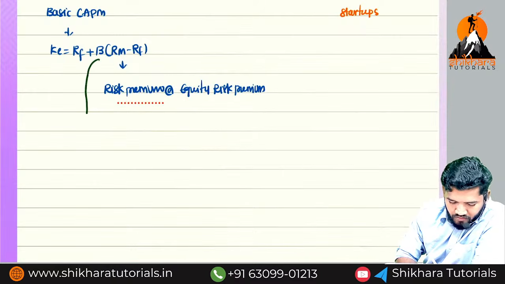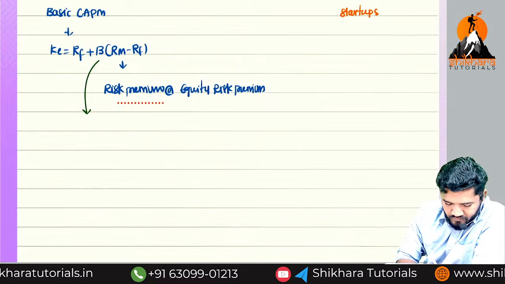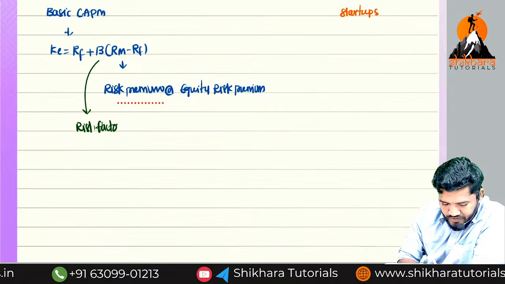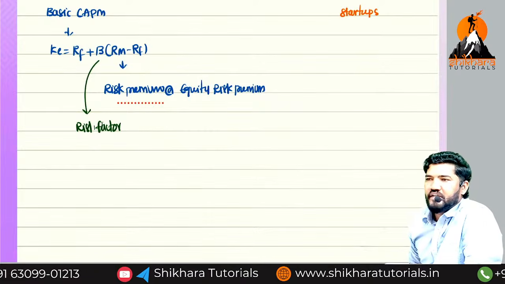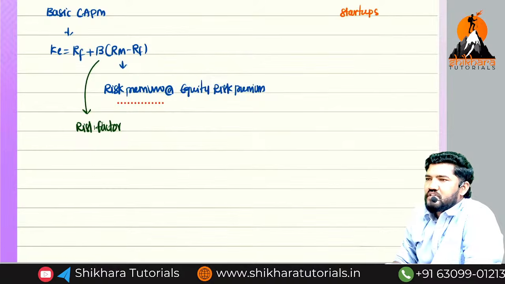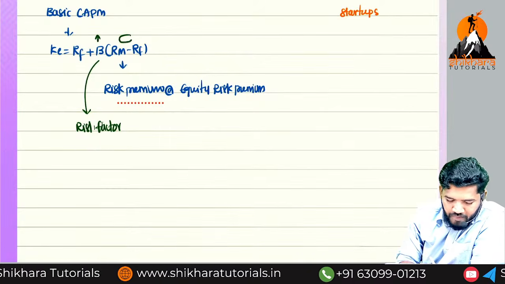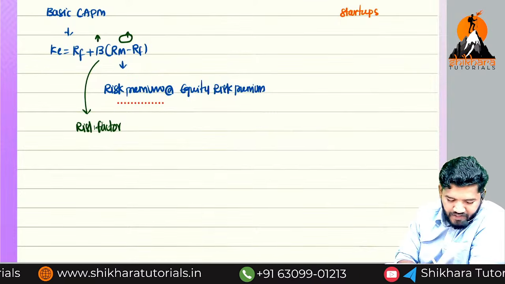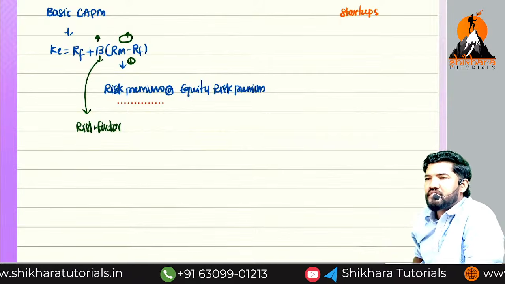Now I hope you already know about the beta. What is the beta? Risk factor. Which risk factor? Two types of risks they will explain, systematic and unsystematic. Which risk is it? Systematic risk. Clear, sir? Now, if beta is increasing, what happens to your premium? Increases. If beta decreases, what happens to your premium? Decreases. Clear, sir? Okay, then fine.